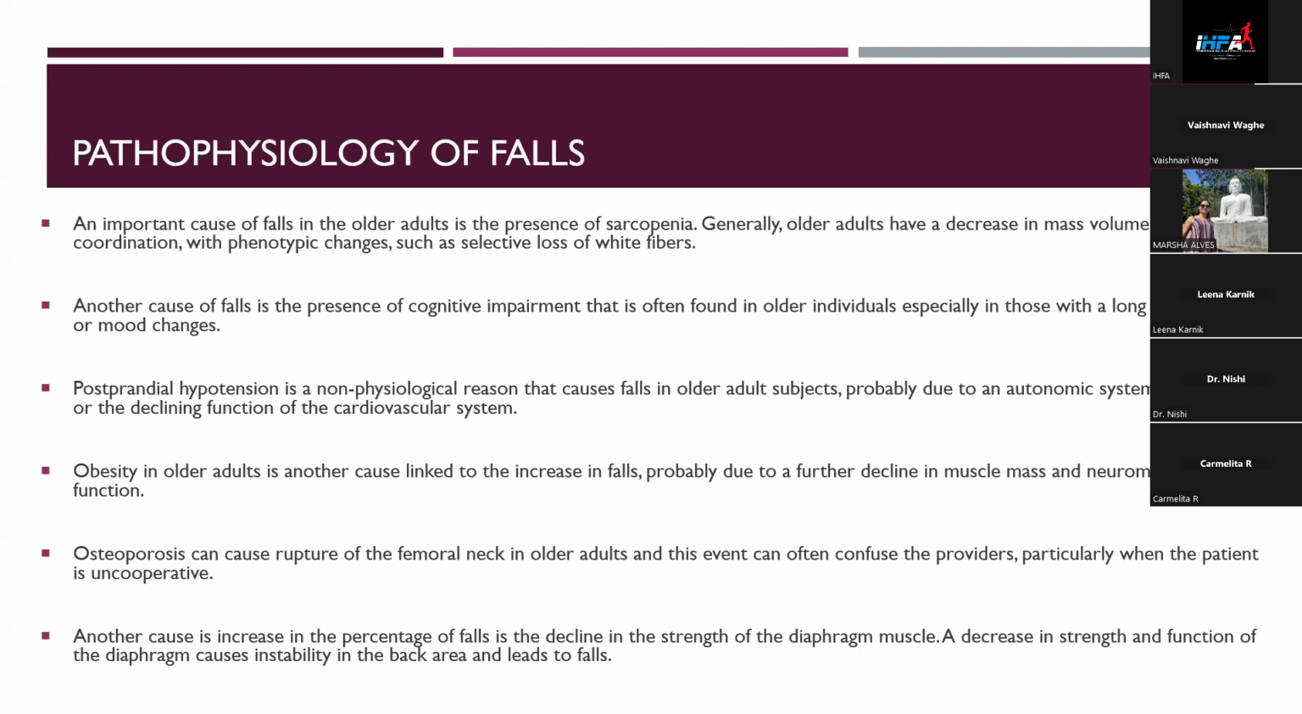Obesity in older adults is also one of the major causes of falls, because the extra space has been occupied with fat and less space is occupied with muscle. So the muscles don't have enough strength to take that amount of fat mass load, and that's why a fall can happen. Osteoporosis. What is osteoporosis?